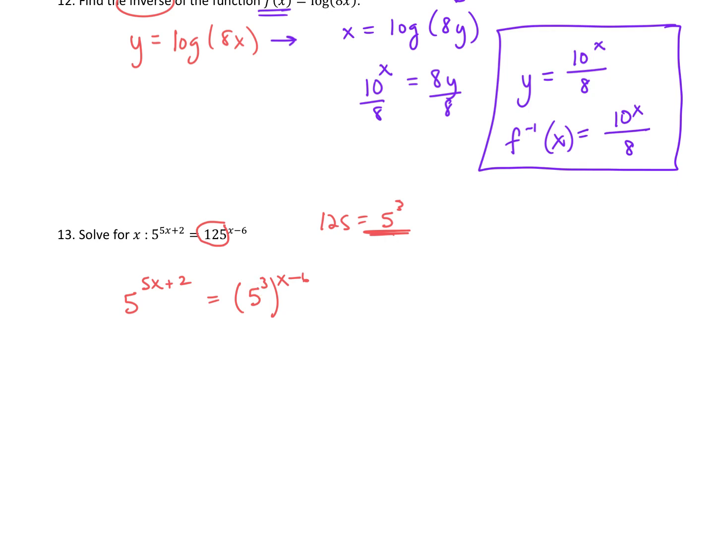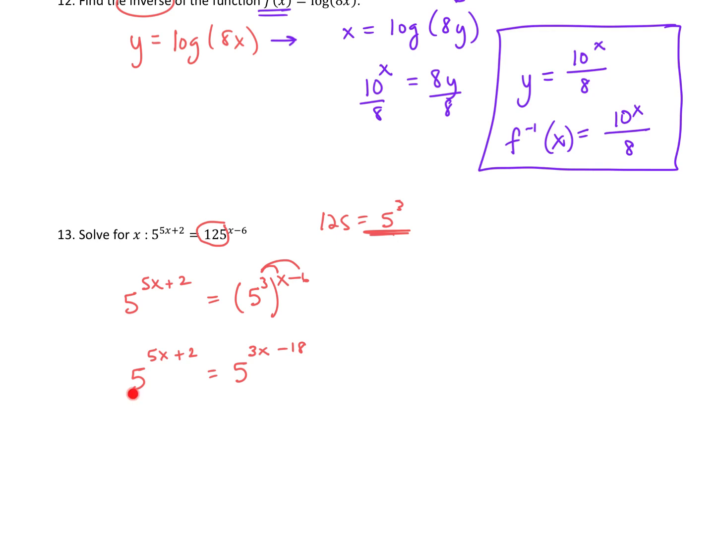We have a power raised to a power over here, so we can use one of our exponent properties. But first I'm going to carry it on the left side, 5 to the 5x plus 2 power equals, now this 5 to the third power raised to the x minus 6 power. When you have a power to a power, you're going to multiply your exponents. This 3 is going to multiply to the x and the negative 6. So we're going to have 5 to the 3x minus 18 power. Okay, so this is looking good.